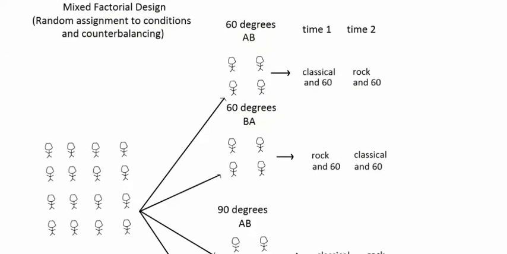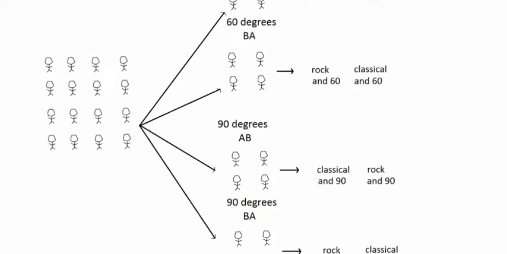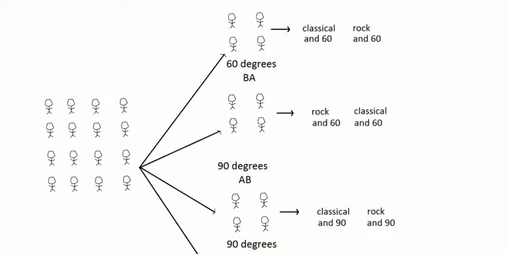Now, I said a mixed factorial design has both random assignment to conditions and counterbalancing, and this picture is meant to show you what I mean. So let's go back to that example that I was showing you earlier where the participants were randomly assigned to two groups, a 60 and a 90 group, two different temperatures, and each person was going through both types of music at his or her assigned temperature. Just like I said, half the participants would go to the 60-degree group, half of them would go to the 90-degree group. So it looks like here we have 8 people at 60, and down here we have 8 people at 90. So the participants have been randomly assigned to two groups, and the two groups are 60 and 90 degrees.